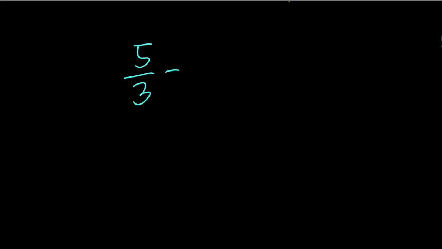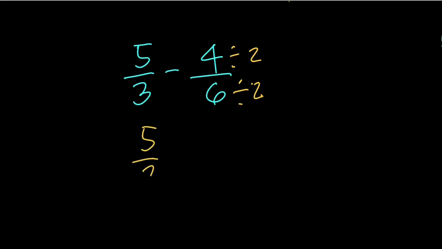5 over 3 minus 4 over 6. Okay, but you can reduce 4 over 6. Yeah, you can reduce this to 2 over 3. So 5 over 3 minus 2 over 3. They have the same denominator, so you just subtract the numerator directly. 5 minus 2 is 3 over 3. Okay, let me give you, what if 7 over 6 minus, let's say, 1 over 8? That one.